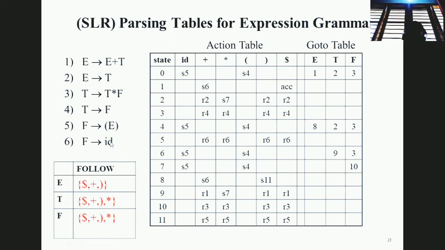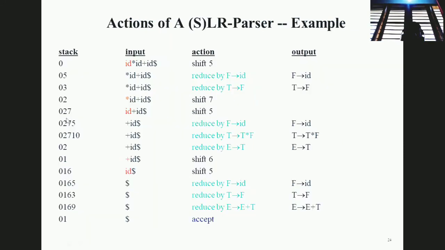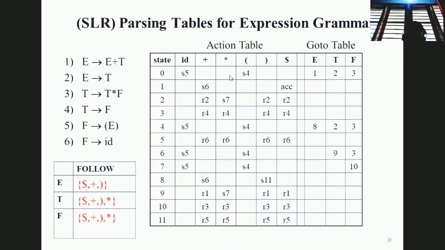I mean to say that I am supposed to pop one element from the stack. So I'm supposed to pop 5 from the stack. After popping 5, now my top of the stack is 0. Then on 0, I'm supposed to look at F. What is 0 on F? 0 on F, you are supposed to push 3 onto the stack.